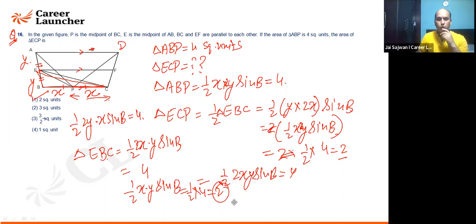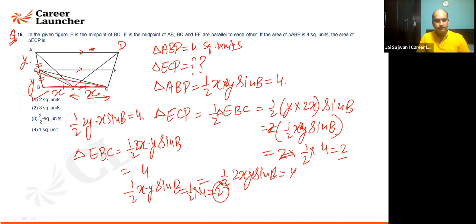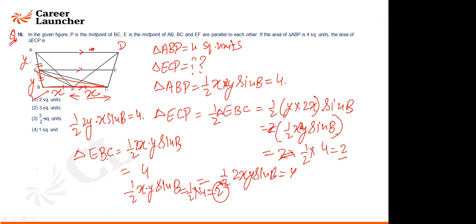Come on fast, do tell me. Sir, how did you say that triangle ECP is equal to half of triangle EBC? The area of triangle ECP is equal to half of the area of triangle EBC. Yeah. How did I say that? Yes. Okay.